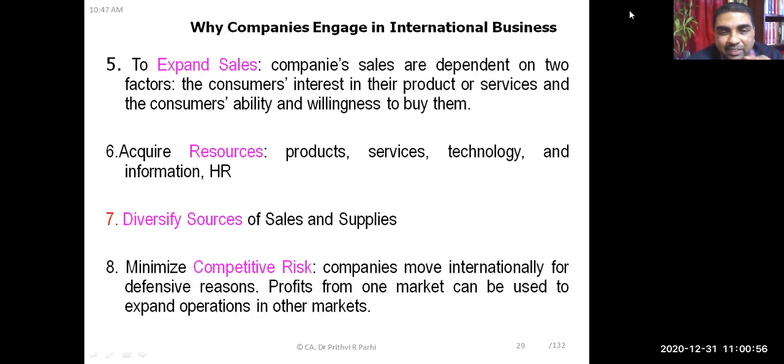And the eighth point is to minimize competitive risk. Sometimes companies move internationally for defensive reasons. Profit from one market can be used to expand operations in another market. They want to protect their profit. They want to make investment elsewhere. They feel, let us say, that in one area there is a risk, so they enter the international market to defend themselves.